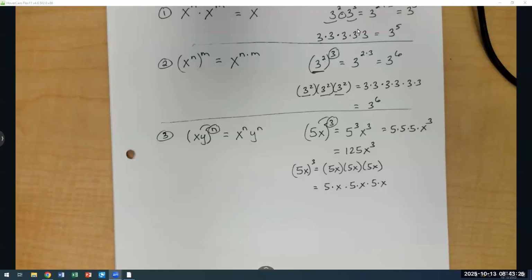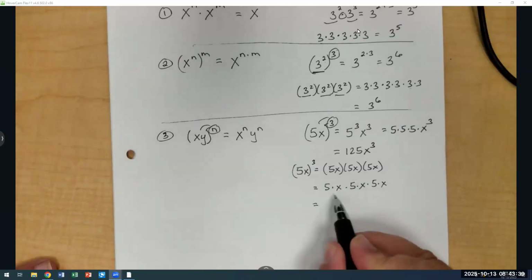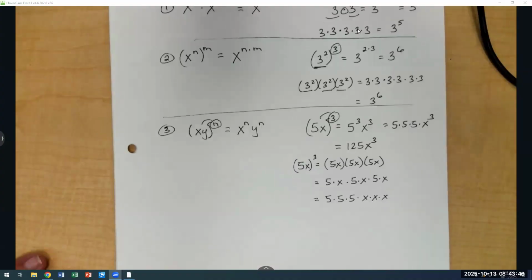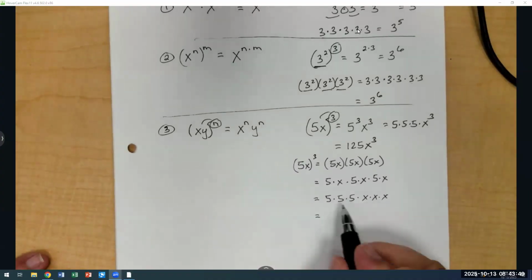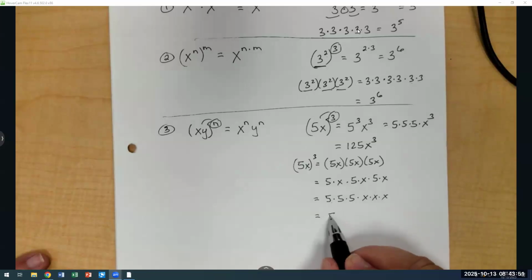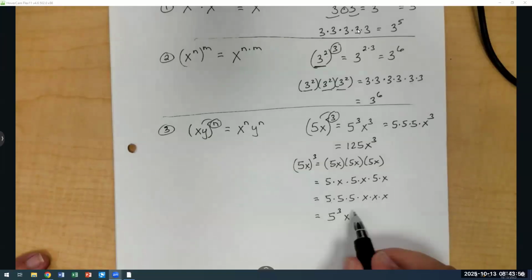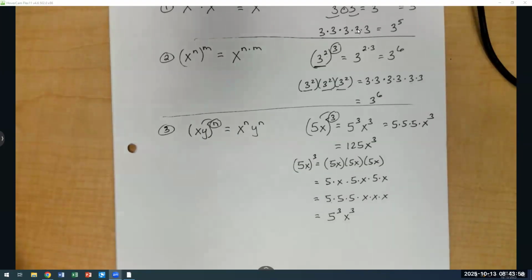Very good. The commutative property of multiplication. They're all multiplied, so it's multiplication. Commutative means I can move. So I can rearrange these numbers because they're all multiplied. I can move all the fives together, and I can move all the x's together. 5 times 5 times 5 means 5 cubed. Times x times x times x is x cubed. That's how the property works.